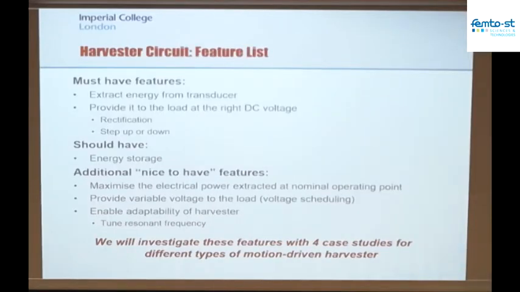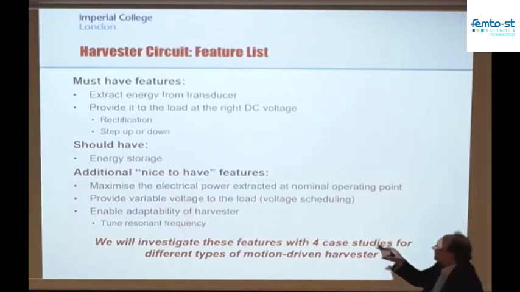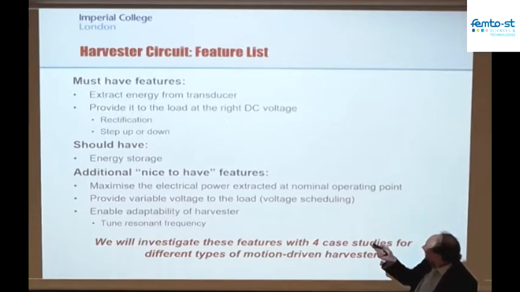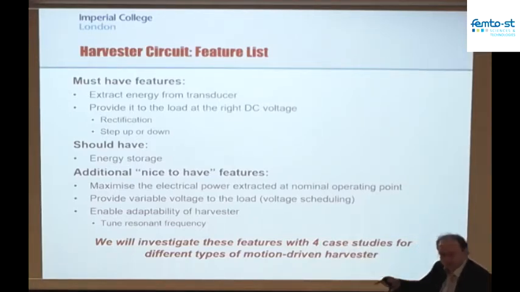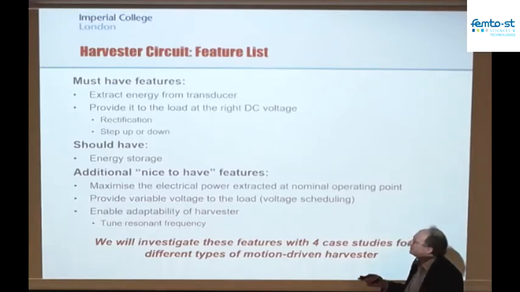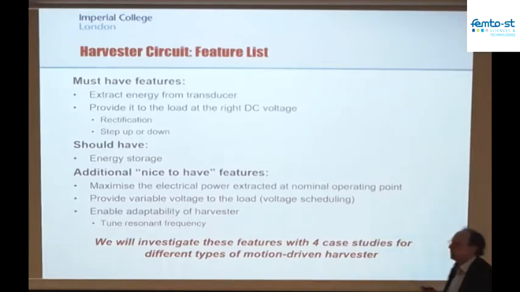So in terms of what our power electronics for our harvester has to do, the absolute must-have features, of course, it's got to extract energy from the transducer. It's got to provide it to the load at the right voltage, otherwise the load is simply not going to work. So to do that, it's got to do rectification, and it's going to have to step the voltage up or down. We probably got to have energy storage, as I said, because the vibration source in this scenario is probably going to be intermittent, so we need to have energy storage to cover when the system is not being excited by the vibration.